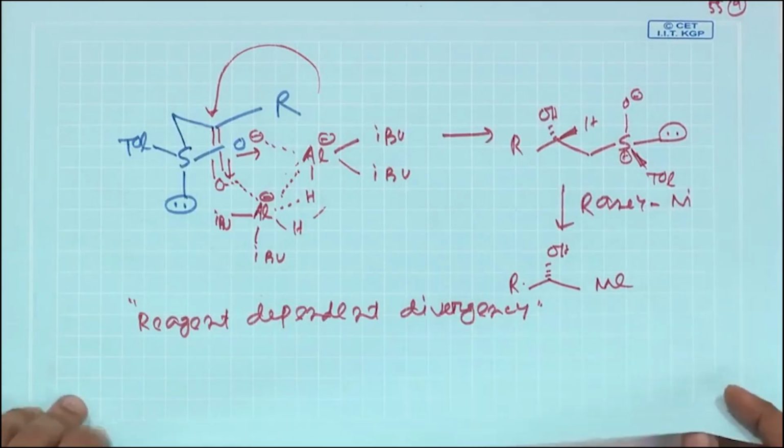So, probably we will try to continue this divergency concept for a few more examples, or we will give you some assignments which you can solve on your own, and then we will try to have a clear cut concept of how this divergency helps you to create two enantiomeric products of the same compound starting from the same starting material.